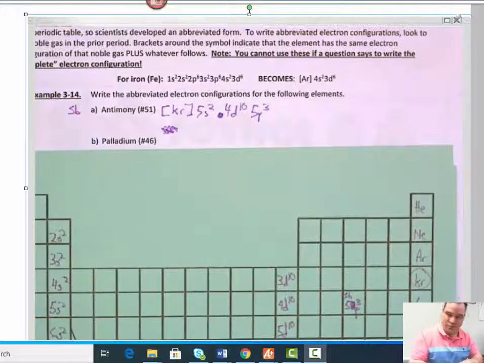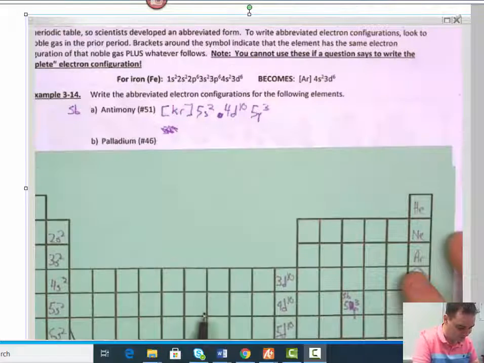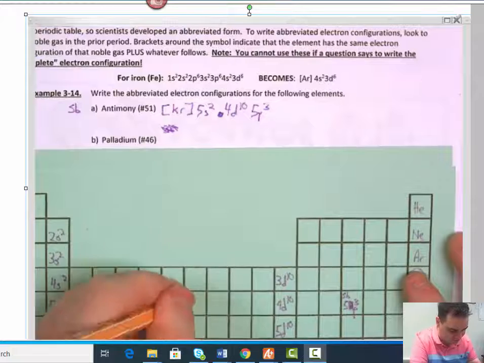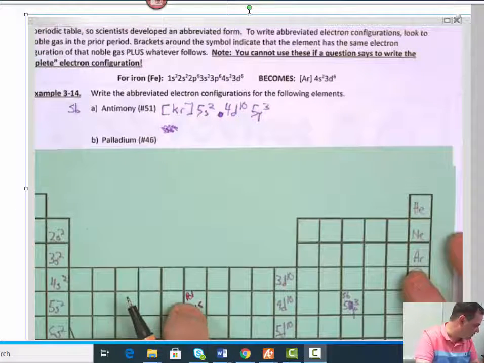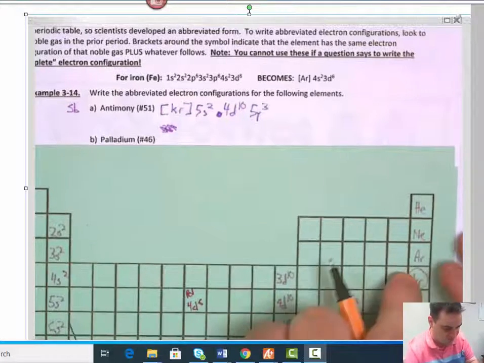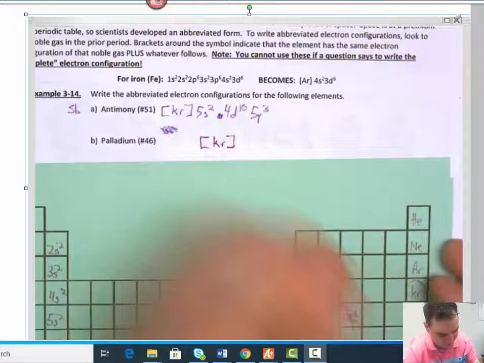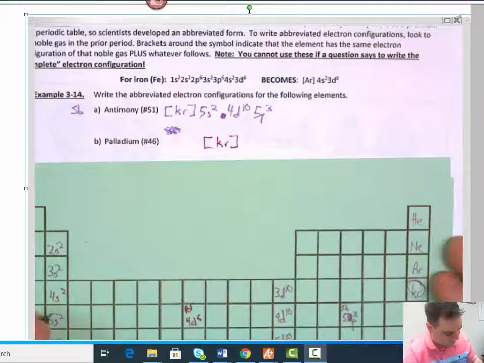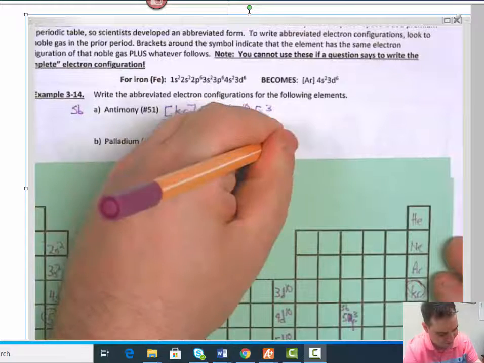Okay, palladium, which is Pd. That is 2, 4, 6 blocks over here, I believe. This is palladium right here. 4d6. So again, we go to the noble gas before it, which is krypton again. So we put brackets, krypton, and then we continue on from here. 5s2, 4d6.